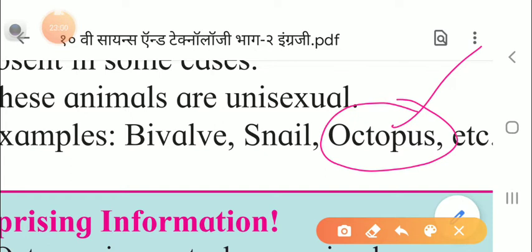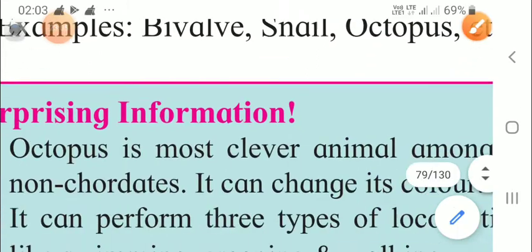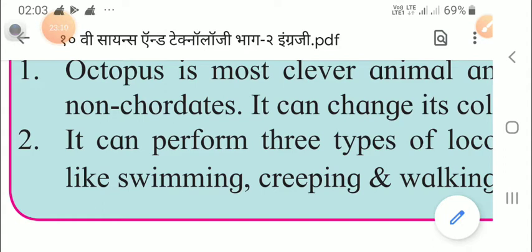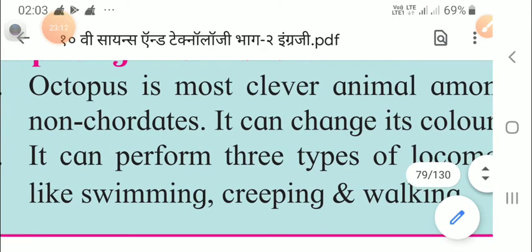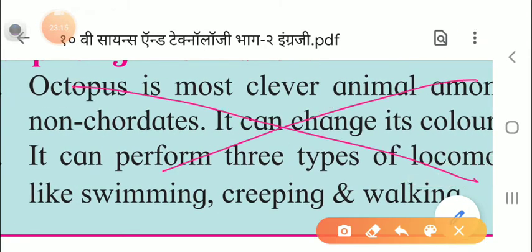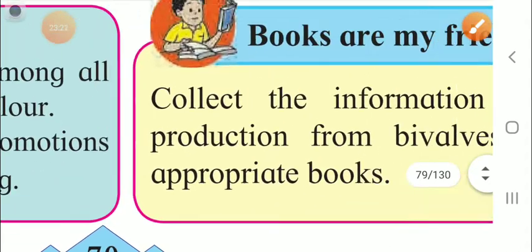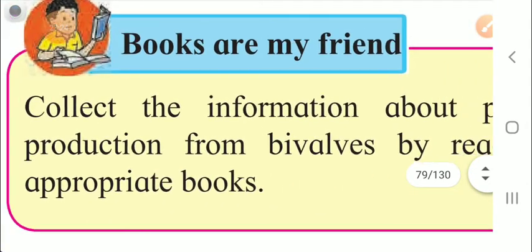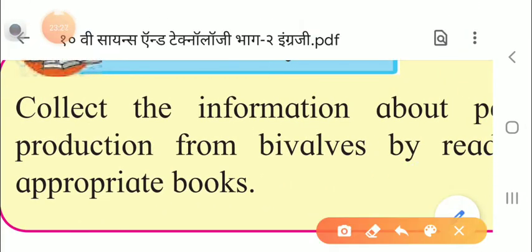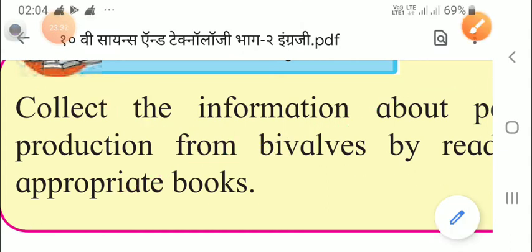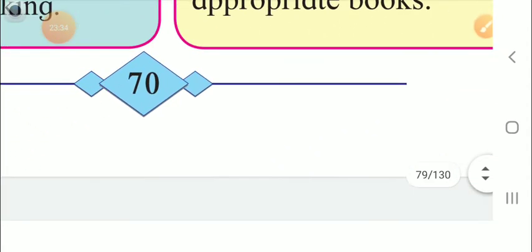Now further you can see here, children, this surprising information is given. This topic is cancelled for you. Then you can see here, collect the information about production of bivalve. This topic is also cancelled out. So you have to cancel these topics in your book also.